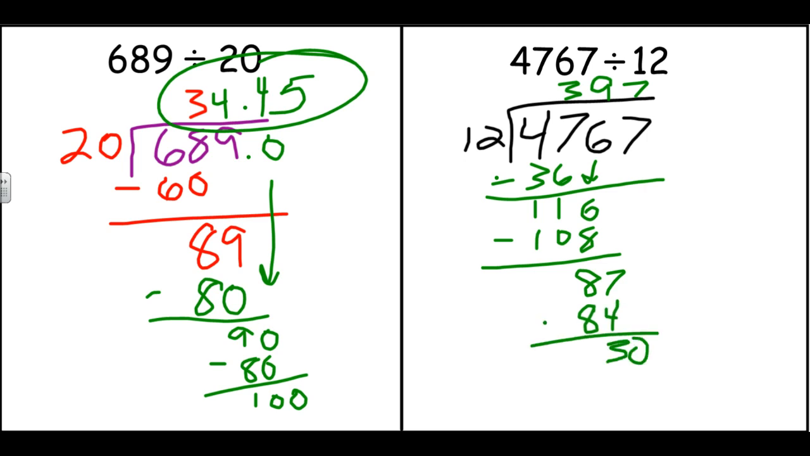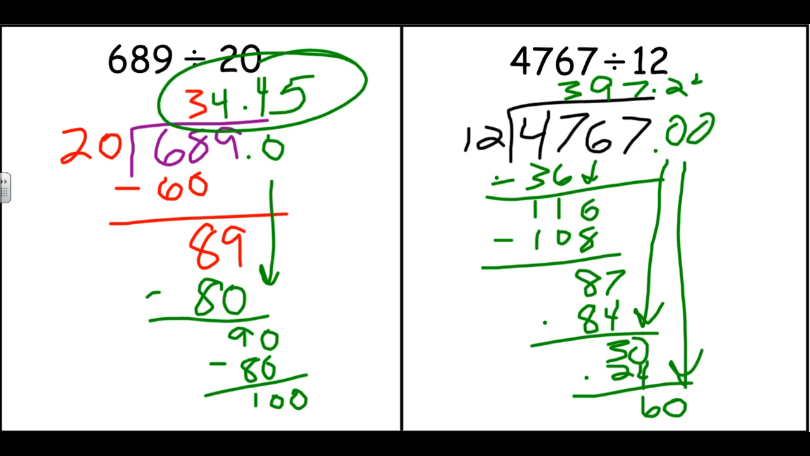The 3, 0. Now we have 30. 12 goes into 30 twice, as it's 24. And remainder is 6. Drop another 0. 12 goes into 60 5 times, because 12 times 5 is 60. So our quotient is 397.25, or 397 and 25 hundredths.